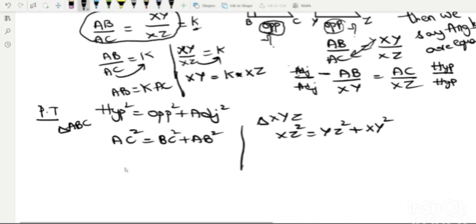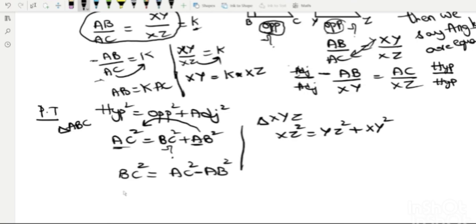So now we know the values of AB and AC here, XY and XZ here. The unknown value is BC. To find the unknown value, we shift the other value AB square to the other side. So now this becomes BC square equals AC square minus AB square.